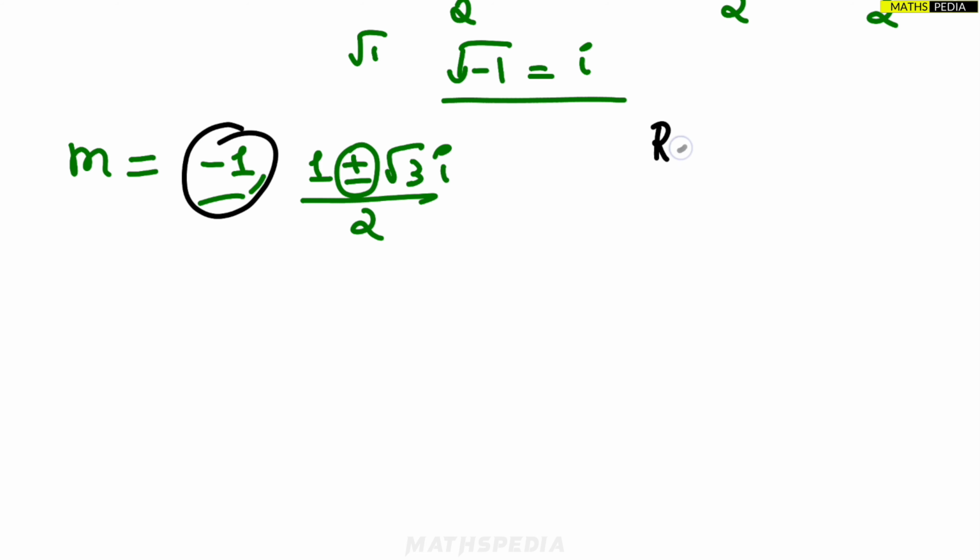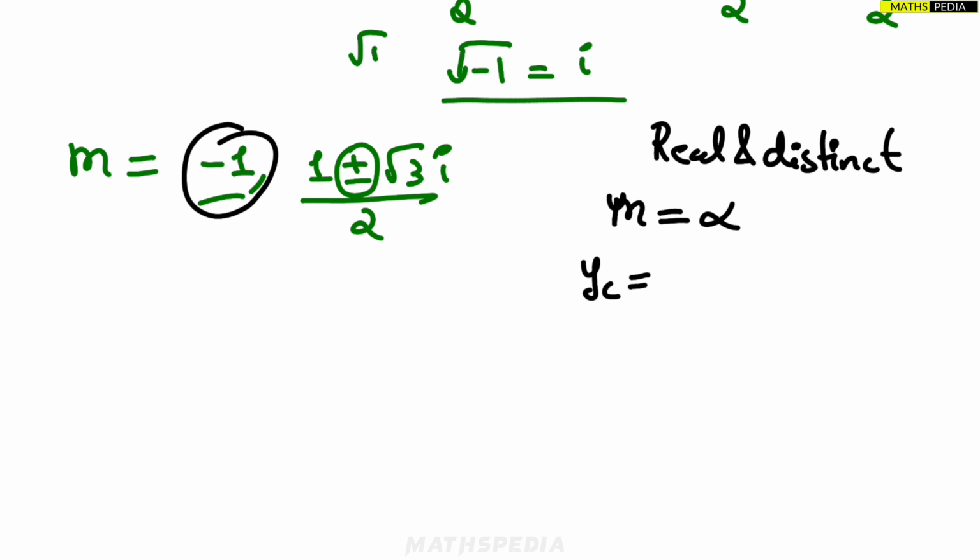Now for minus 1, what are you going to do? See here, it comes under the category of real and distinct roots, but two combinations are not there. Only one root we have got. So the yc value, whenever you're getting m as some alpha, some real number, how to write the yc value? C1 e power alpha x. Simple.